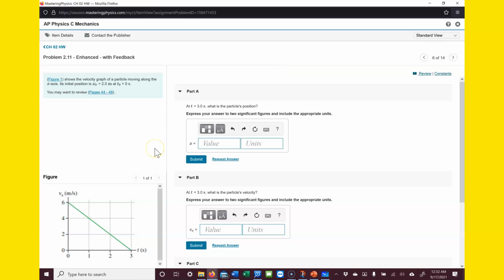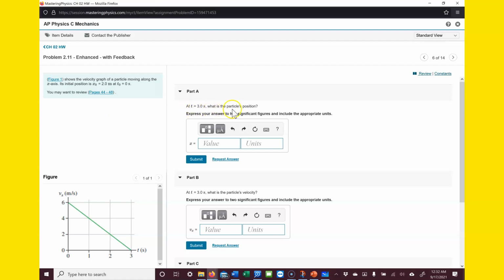Okay, this was a request to do a video for problems 6 and 7 on Chapter 2 homework. Alright, so problem 6. This says, this figure shows the velocity graph of a particle moving along the x-axis. It has an initial position of 2 meters at t equals 0. So we need to keep that in mind.